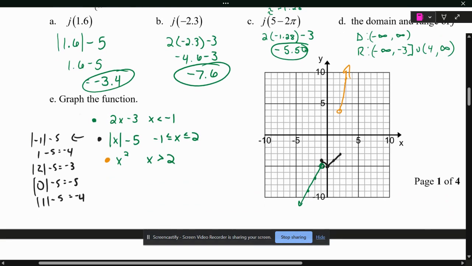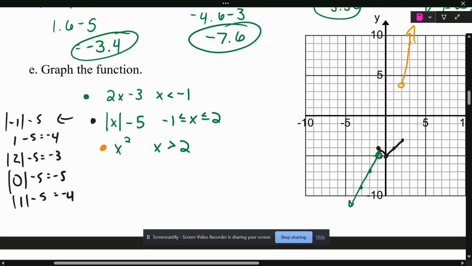First off, I rewrote this down here just so I had it. 2x minus 3 is in my green. You'll notice the dots correspond to the color of the equation. So 2x minus 3, that's a linear line. I just started at -3 and went down 2 and left 1 because I needed to go backwards with my slope. Put my open circle where my x would have been -1 and then just continued onward from there.